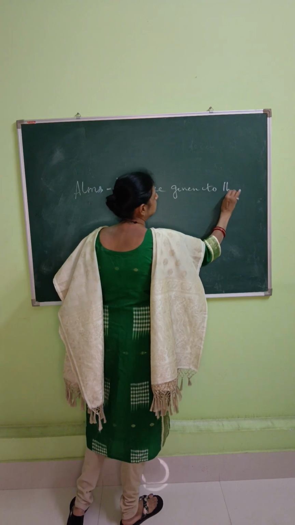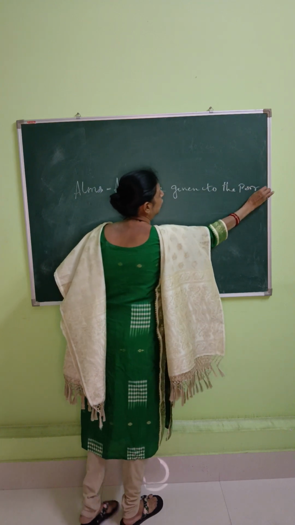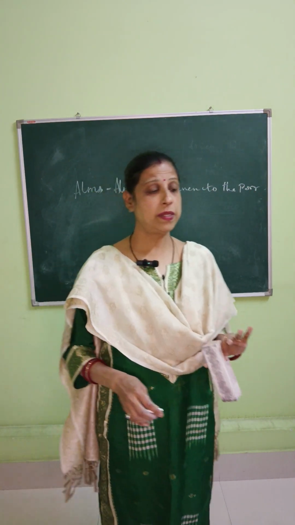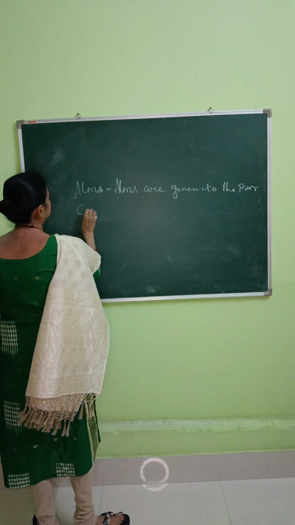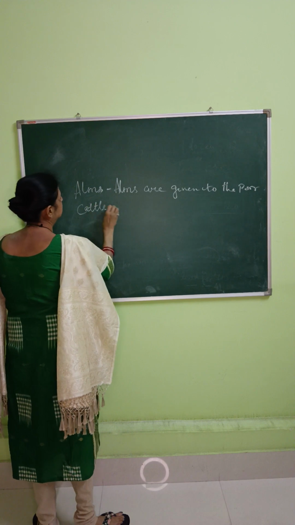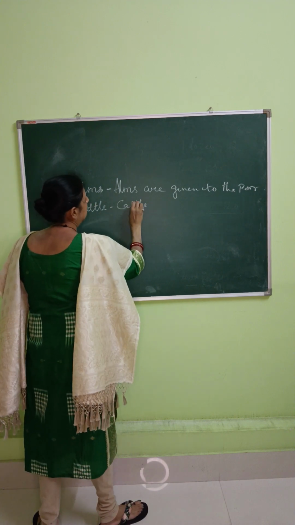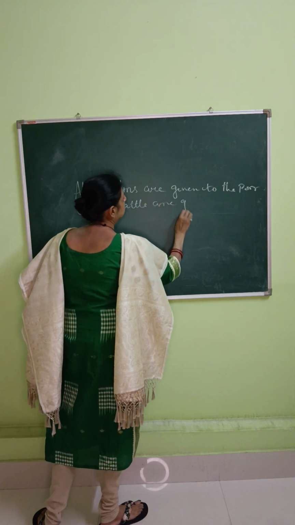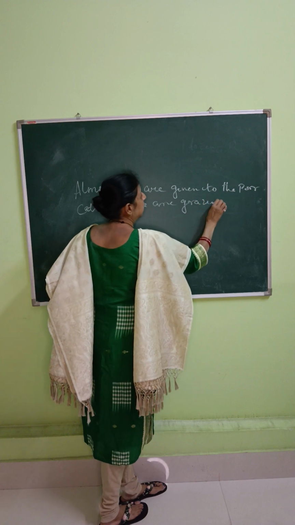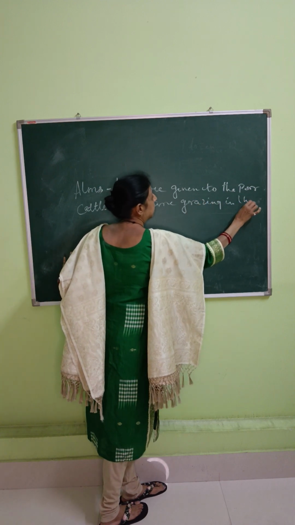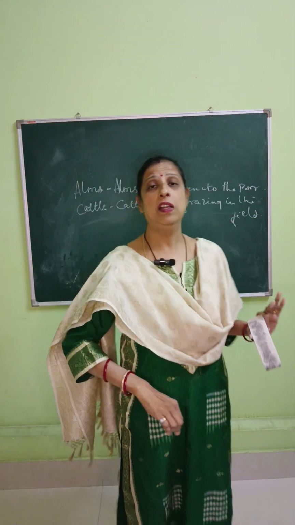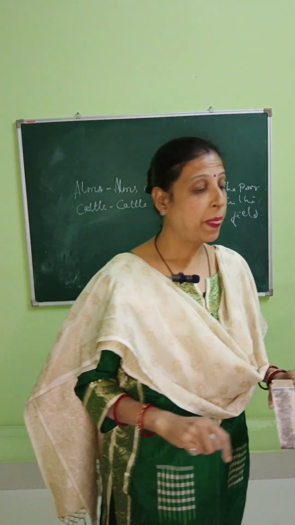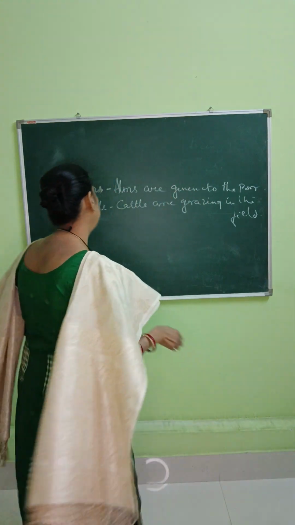Alms are given to the poor, right? Then we have got another word, that is cattle. We can say cattle are grazing in the field. Cattle are grazing in the field. Cattle.